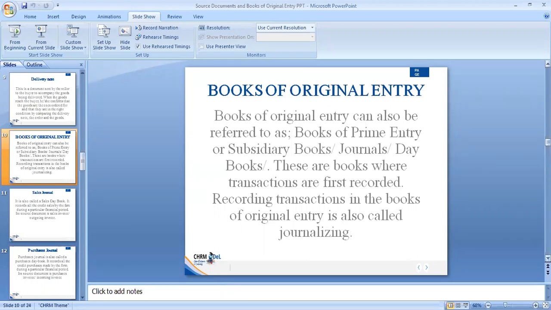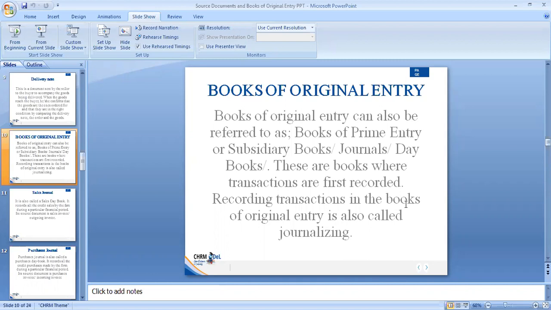Okay, those are the source documents. Having talked about the source documents, now we can go to what we call the books of original entry. The books of original entry have quite a number of names that we can refer to, which actually mean the same thing. They are also known as the books of prime entry. They can be called the subsidiary books, the journals, the day books. Even sometimes they are known as the diaries.